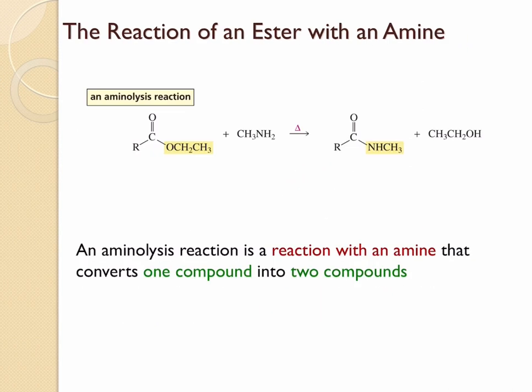When esters react with amine to form amide, the reaction is called the aminolysis reaction. And even in this reaction, you will form two products. One is an amide and the other one is an alcohol. Luckily, this reaction is not slow and you do not need any catalyst.